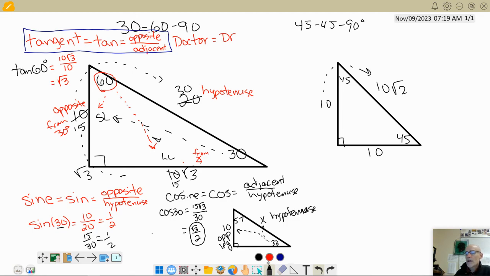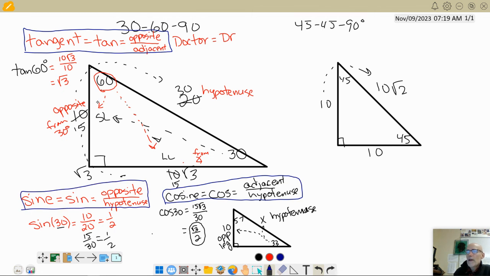So we've got to go back and find our ratios here. Hopefully this is not too messy. The cosine is the adjacent over the hypotenuse. The sine is the opposite over the hypotenuse. And the tangent is the opposite over the adjacent leg.